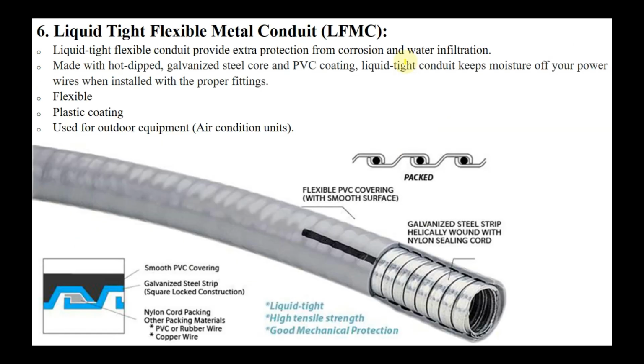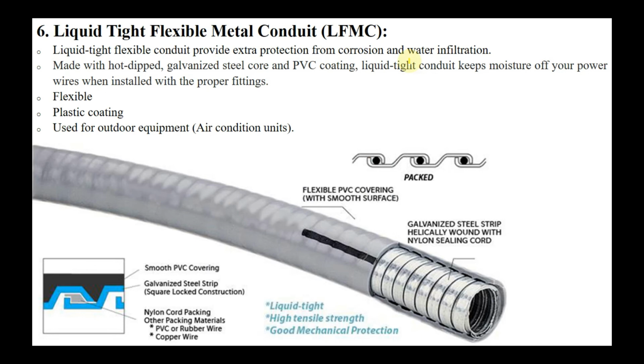So the next type is liquid tight flexible metal conduit, which is abbreviated as LFMC. Liquid tight flexible metal conduit provides very extra protection from corrosion and water infiltration. So basically it is flexible, it has plastic coating, used for outdoor equipment. So basically it is used in those specific areas when there is a lot of moisture and you need some flexible sort of conduit and you want your wires to be protected from moisture as well.